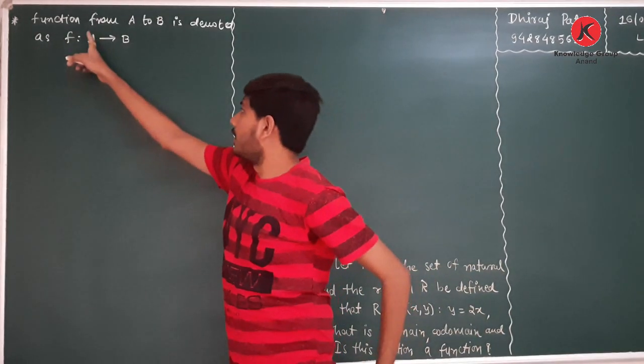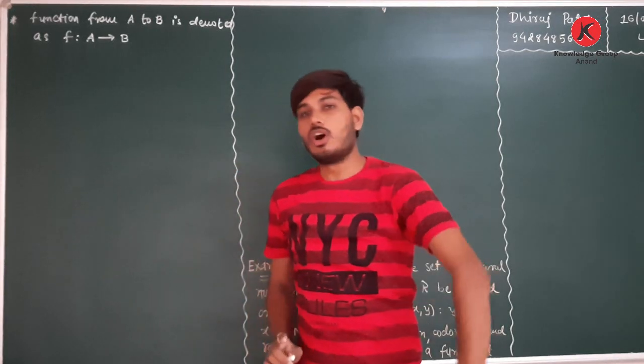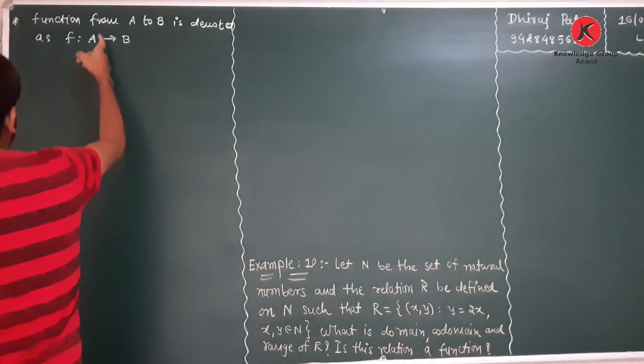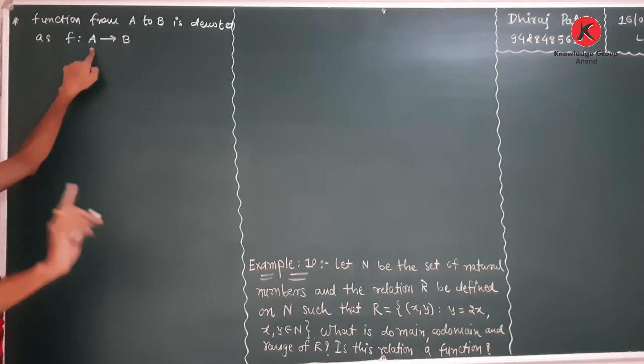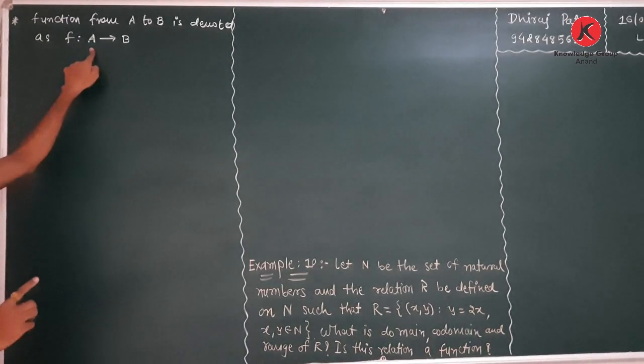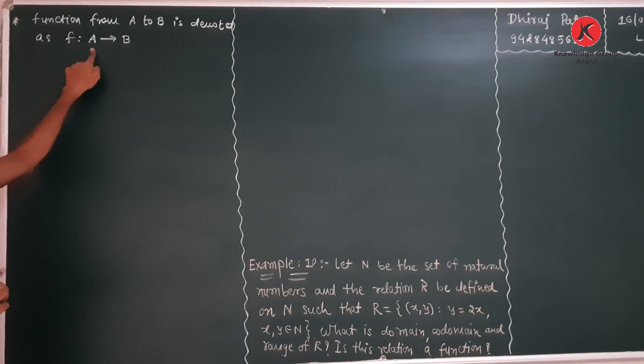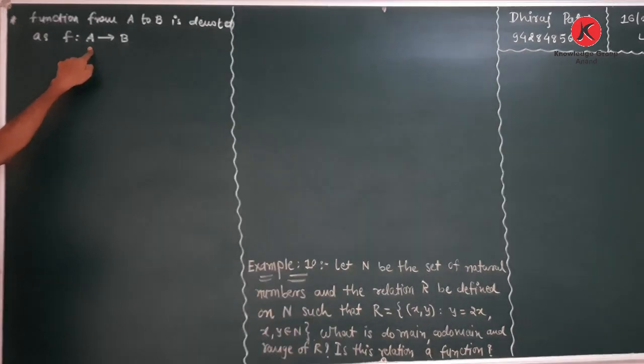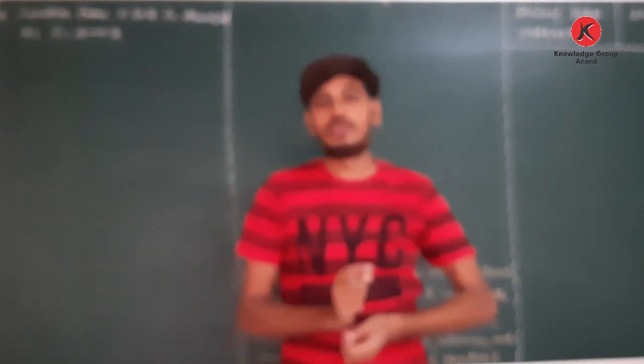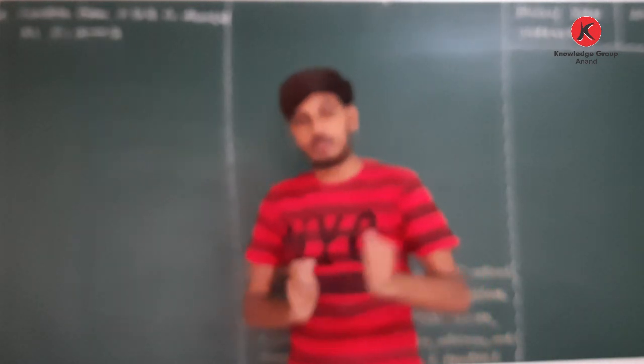Here A is the domain of that function. That means all the elements of set A will be connected. Always the third condition is there. The first two conditions are not that important, but the third and fourth conditions are very important. So here, all the elements of set A are connected with the elements of set B. All elements will be connected, so what will the domain of this function be?